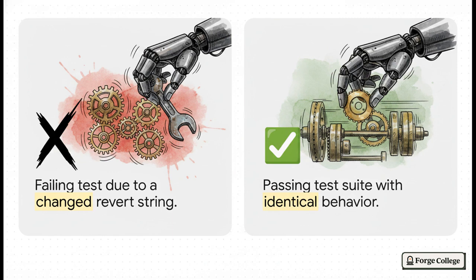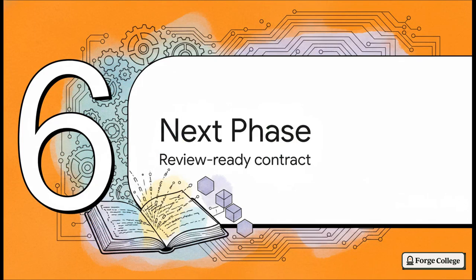But when you carefully review its suggestions, apply only the safe layout changes, and preserve your logic, you get the glorious, euphoric feeling of a perfectly passing test suite on the right. Finally, Section 6, ready for next phase, a review-ready contract.